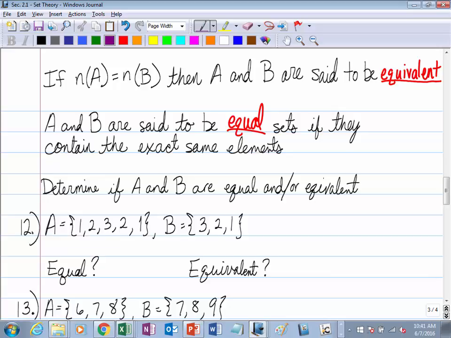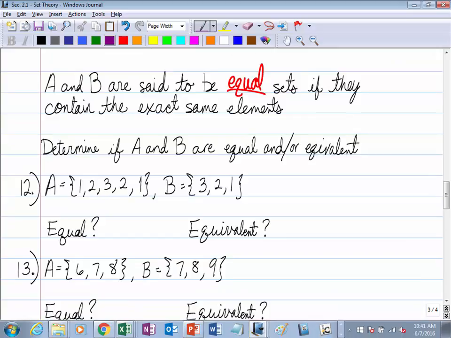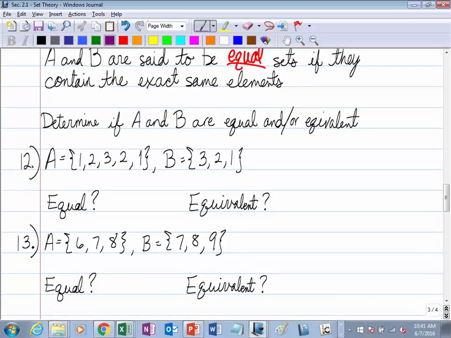So number 12, set A has 1, 2, 3, 2, and 1. And like I said, you're not supposed to write the same thing twice, so we should simplify that to just be 1, 2, and 3. And it technically doesn't matter what order you put them in. Okay? So they are equivalent because they both have 3 elements, and they are equal because they have the exact same 3 elements.